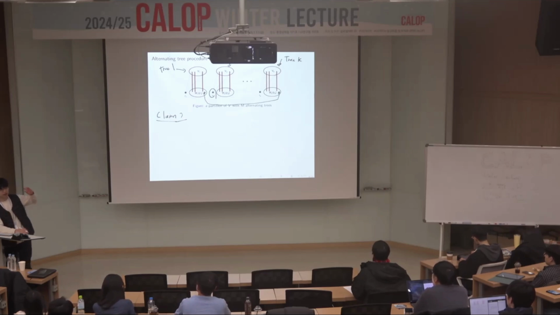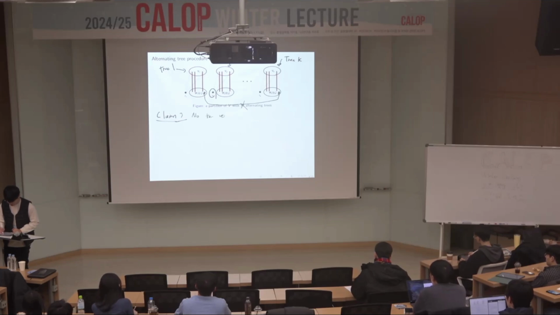We know that if you take two vertices from the same tree, there's no edge. So I'm taking one vertex from tree 1, and I'm taking another vertex from tree K. And my claim is that there's no edge between these two. So no two vertices from W1 union WK are adjacent.